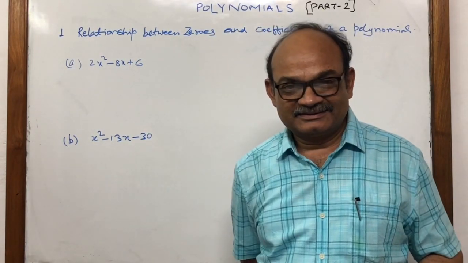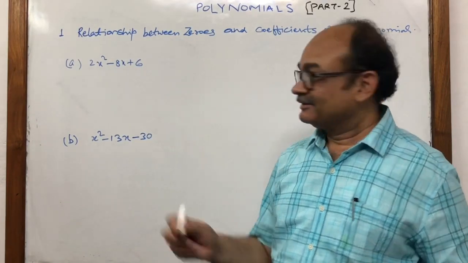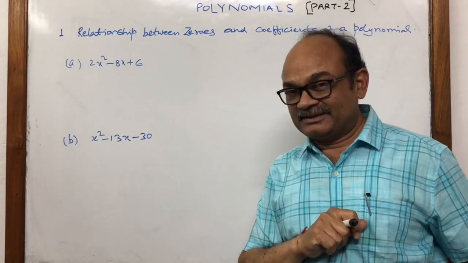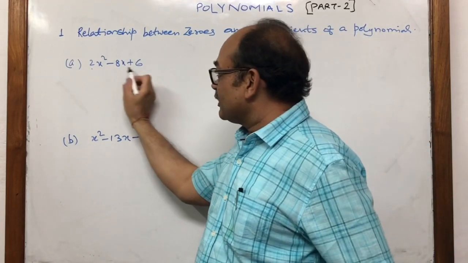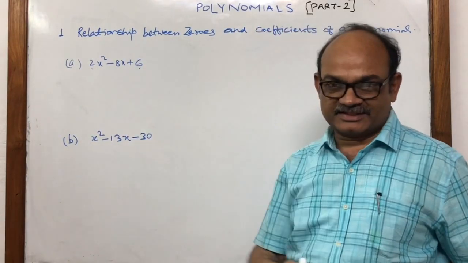From class 9th, you know how to factorize 2x square minus 8x plus 6. You know the splitting the middle term method? Okay, we want product as 12 and sum as minus 8. Just revise it once again.